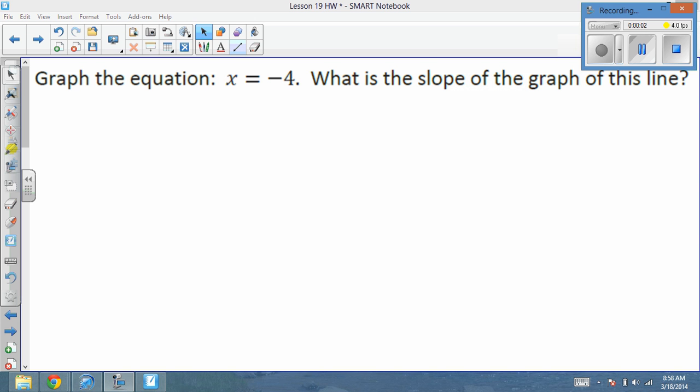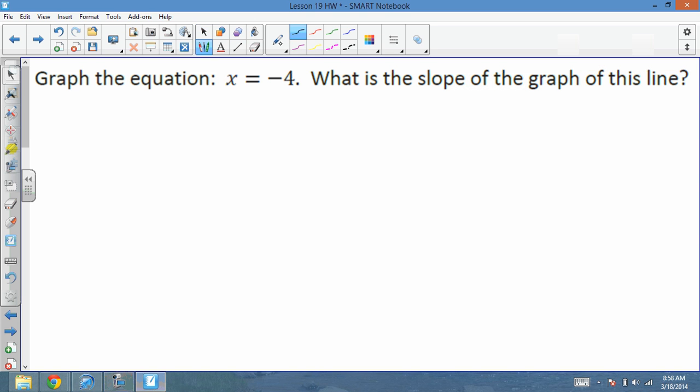All right, today I'm going to show you how to graph the line x equals -4. This line is actually quite simple to graph, but often it's quite confusing because it doesn't really match any of the other forms we're used to.